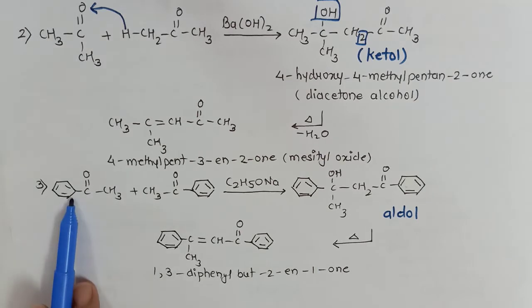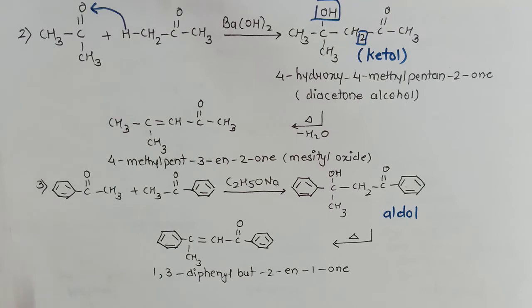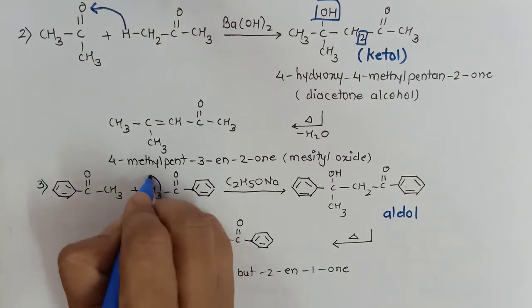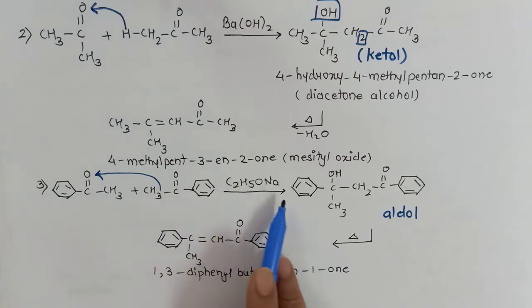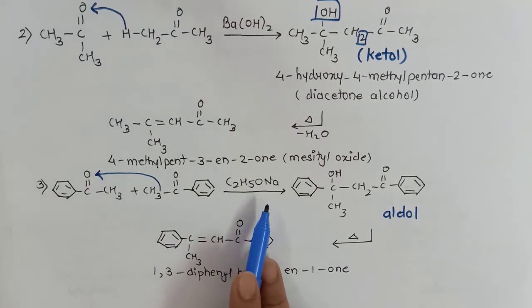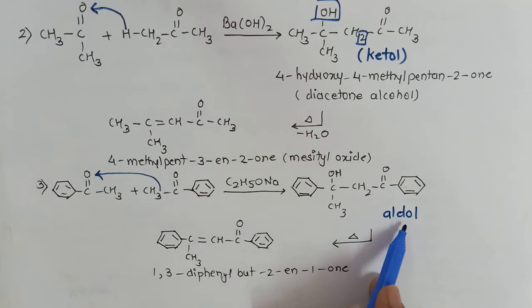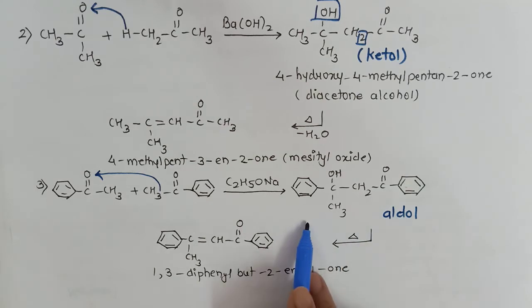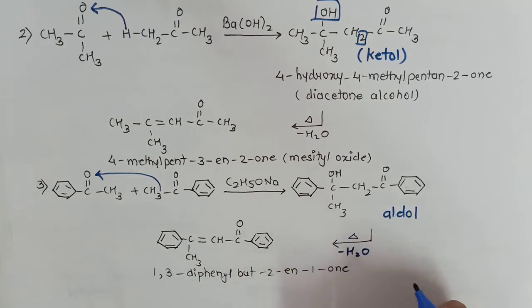Now the question is, do aromatic aldehyde or ketone undergo aldol condensation? Yes. I have taken the example of acetophenone. Here also the alpha hydrogen atom will move. The reaction is carried out in presence of a base and that gives an aromatic aldol. It is aromatic beta hydroxy ketone, and on heating it will lose a water molecule, ultimately giving 1,3-diphenylbut-2-en-1-one.